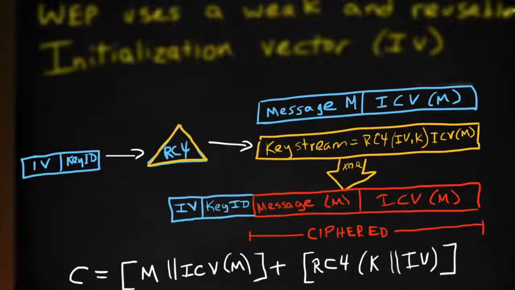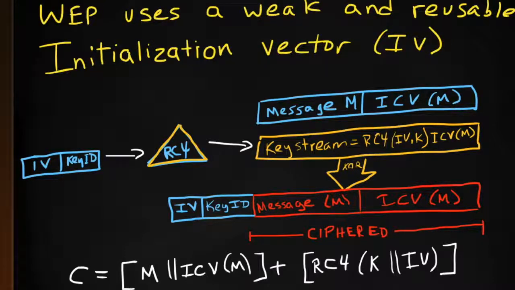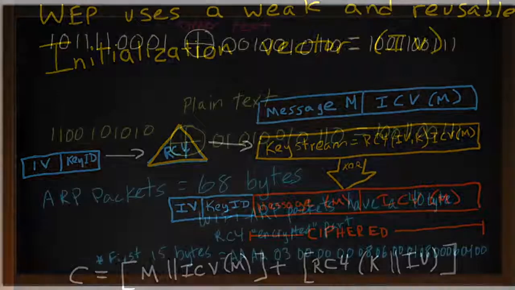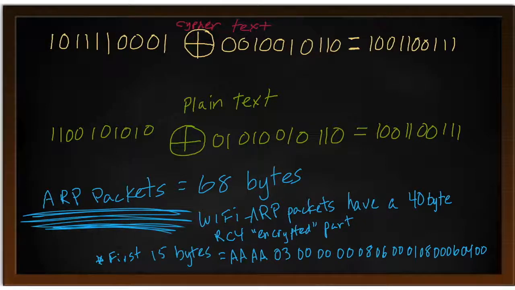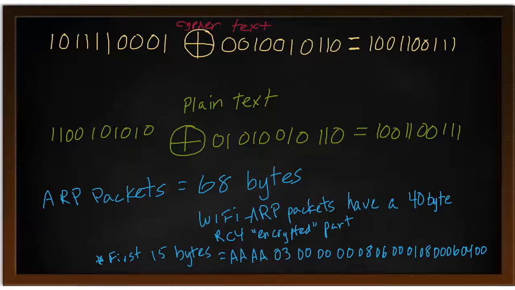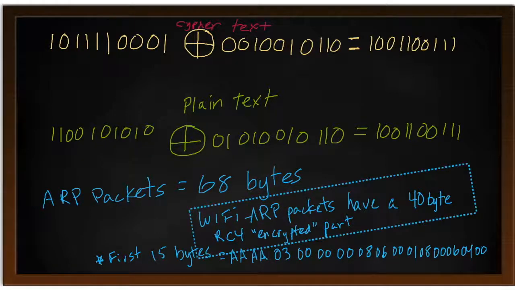I'm including here a representation of the initialization vector of WEP for your reference. Now, how does this actually help us? The thing about WEP is, what if we know the contents of a packet? You can predict what the contents of the packet are by using things like ARP. Using ARP packets, you can predict the contents of a packet, because ARP packets are always 68 bytes long, and Wi-Fi ARP packets have a 40-byte RC4 encrypted part.